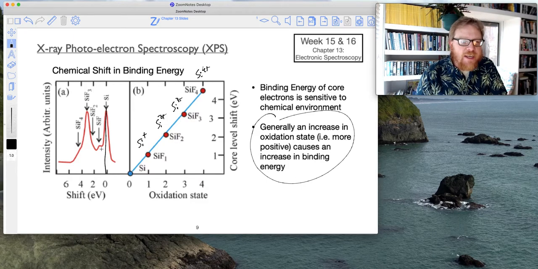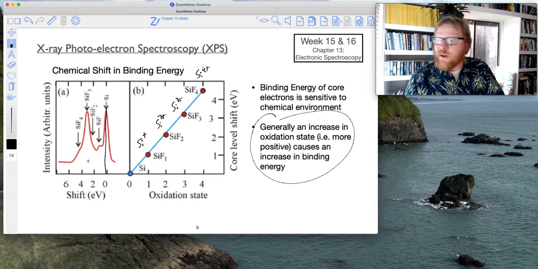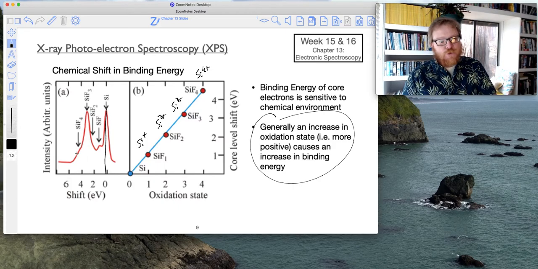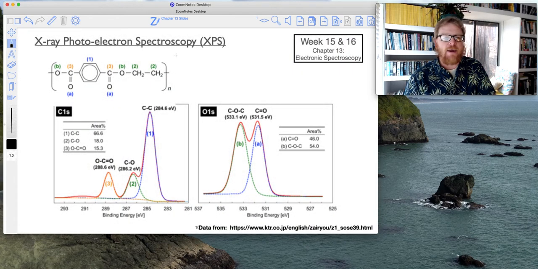As you can also see, these peak shapes are not great. So once again, the process of deconvolution, as you've seen in the Spec 1 assignment, is really important in XPS. Okay. So now the last thing I'll talk about is looking at a full-on organic molecule in XPS.